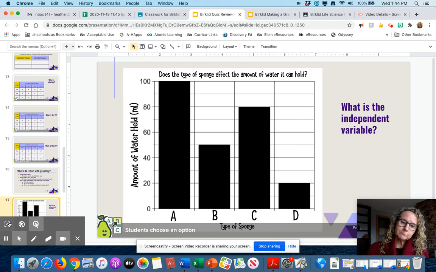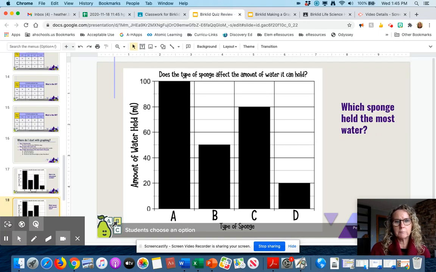So here, the independent variable is always on the x-axis at the bottom. That's the thing that you're changing. The dependent variable is on the y-axis. That is the thing that you are going to measure. So dependent or independent? Dependent, independent, dependent. So here our independent variable is a type of sponge.